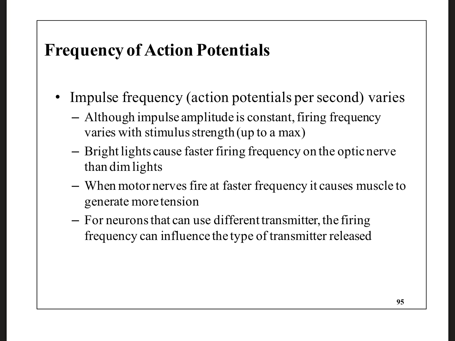Example, bright lights. They cause faster firing frequency on the optic nerve than dim lights, right? And in response, what does your body do? It opens the pupil, right? Dilates the pupil, etc. Okay? When motor nerves fire at a faster frequency, it causes muscle to generate more tension, all right?